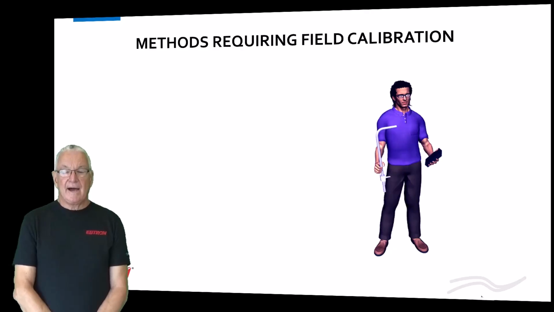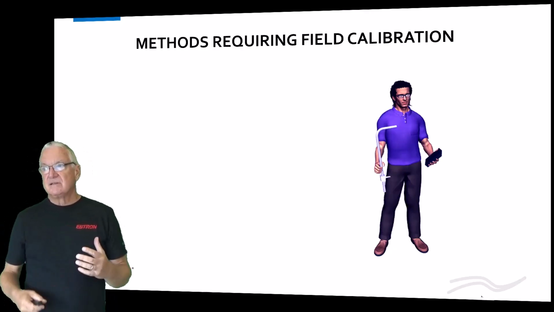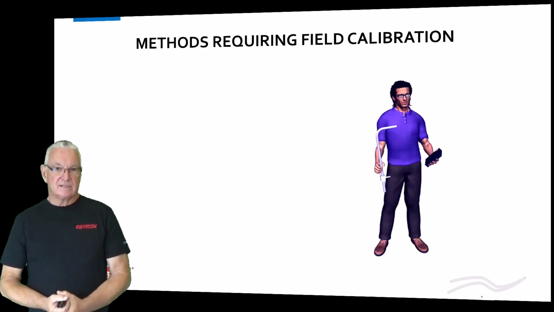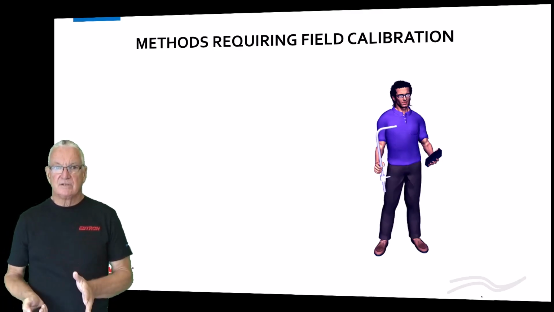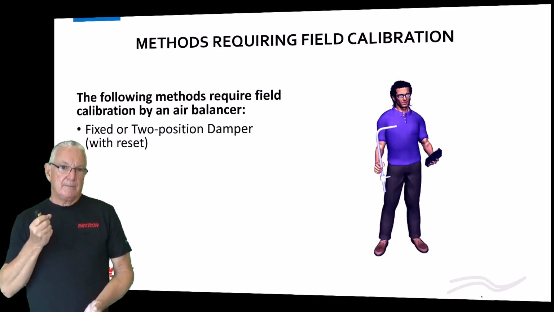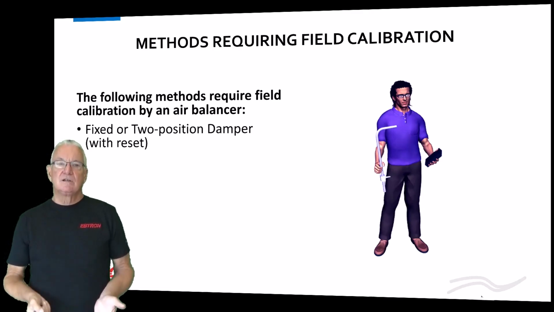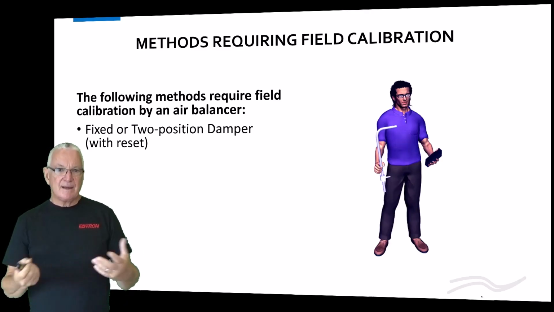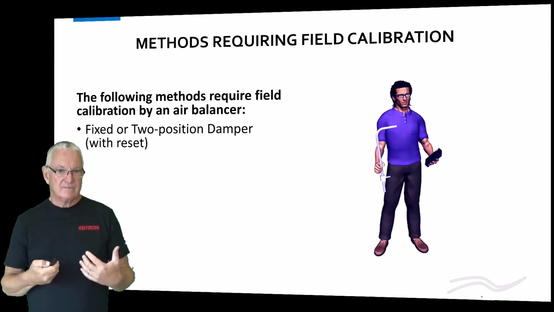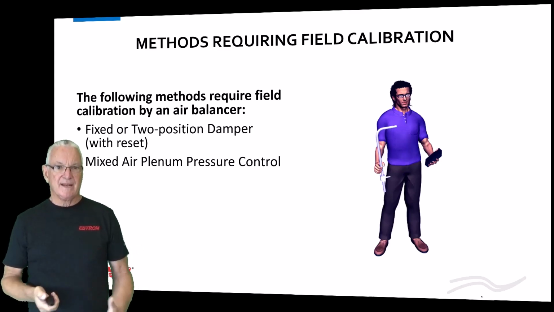Okay? Now, that's indirectly calculated methods. Now, there's other methods out there where they have to be calibrated in the field. Okay? So, it's going to be dampers, obviously. We've talked about dampers. We beat that up. We've fixed in two-position dampers. It could be dampers with reset. It doesn't matter to me. We've already talked about it. We'll just talk about it again, I guess.